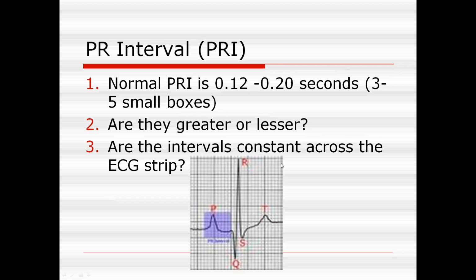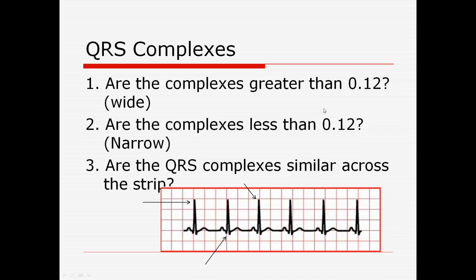Look at that interval. Okay, the QRS complex. Are the complexes greater than 0.12, meaning they're wide, or are they less than 0.12, meaning they're narrow? If it's a normal sinus rhythm, those QRSs should be within that 0.12 or less. That tells us that the electrical impulse is traveling the route it's supposed to.